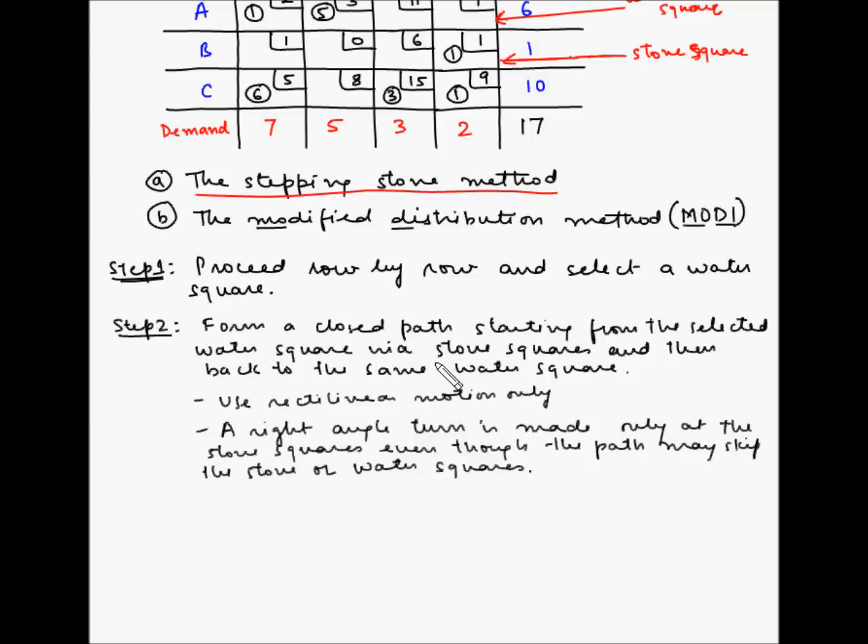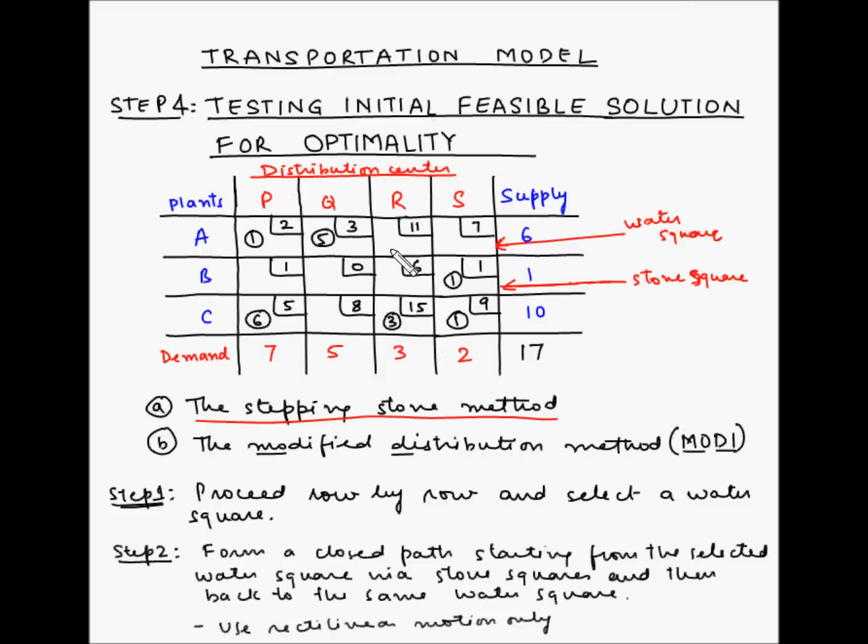So in step number two, we have to form a closed path starting from the selected water square via the stone squares and then back to the same water square. We have to move in horizontal and vertical lines only, and even though you can pass through the stone or water squares, a right angle turn is made only at the stone squares. Now it has been established that there will be one and only one such closed path for each water square in a particular shipping assignment. So in this example, let's try to create this closed path for the cell AR. So this is the cell AR.